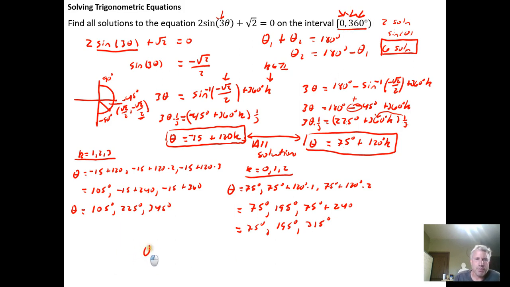And usually you want to put them all together into a single set of numbers. So theta is either equal to 75, 105 if we put them in ascending order, 195 coming from here, 225 coming from here, 315 coming from here, or 345 degrees coming from here.